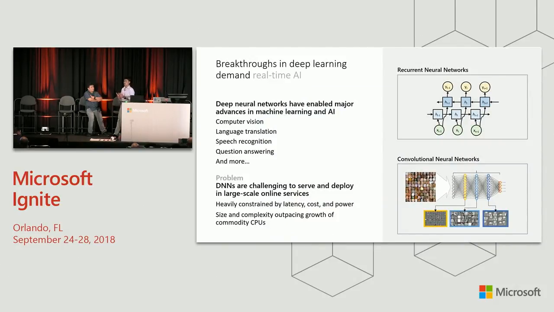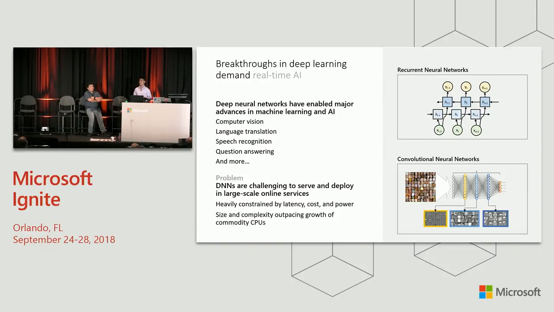So why did I show that? Because those models are essentially deep neural networks. And a lot of these breakthroughs in computer vision, in translation, in speech recognition, and question answering, all of these algorithms, all of these things have been powered by these deep neural networks. And so it's been a really, really interesting space because of these algorithms.